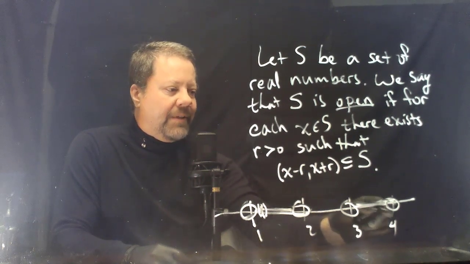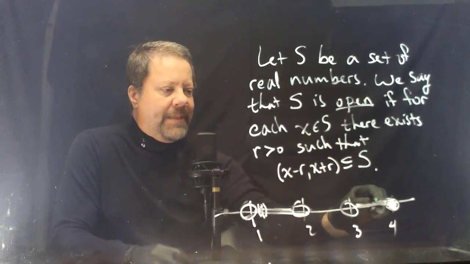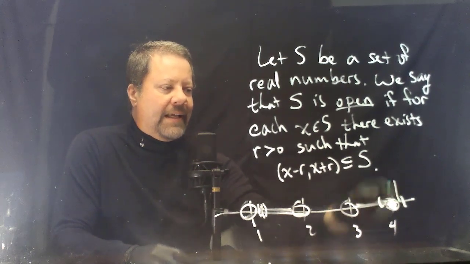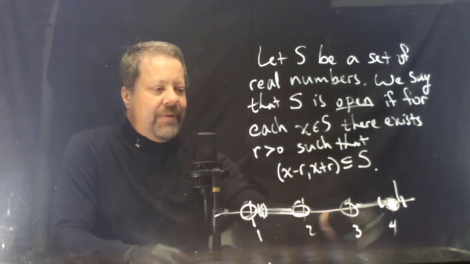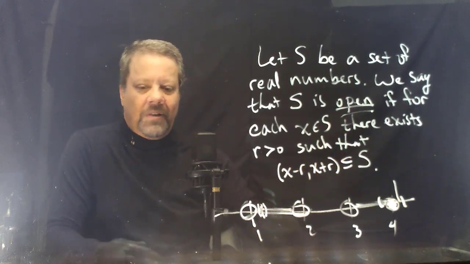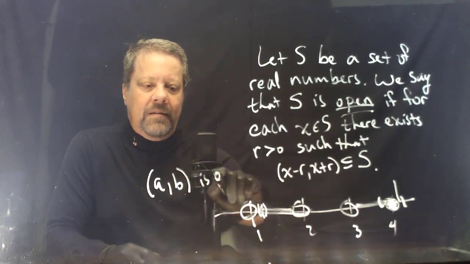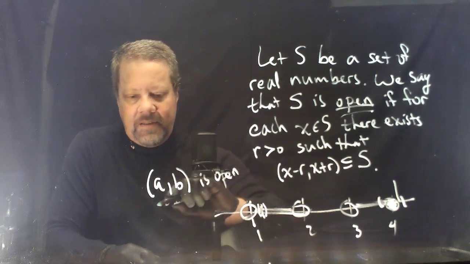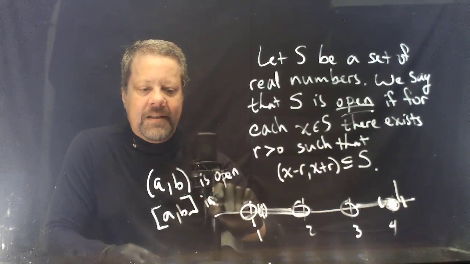If we had filled in one of the little dots over here, then it would no longer be open. That's because no matter how small you make that radius, you're going to have points that lie outside of the set S within that interval. And so if you throw in an endpoint, it's no longer open. So clearly, any interval AB is open as long as it does not contain the endpoints. If you contain the endpoints, this is not open.